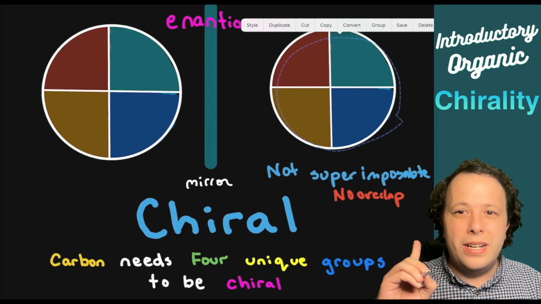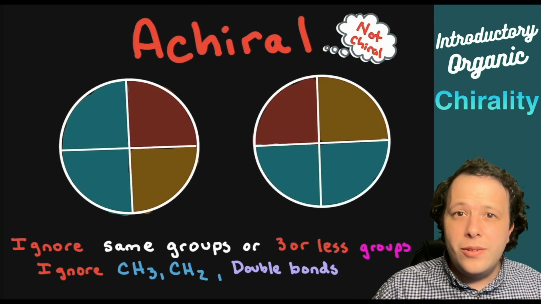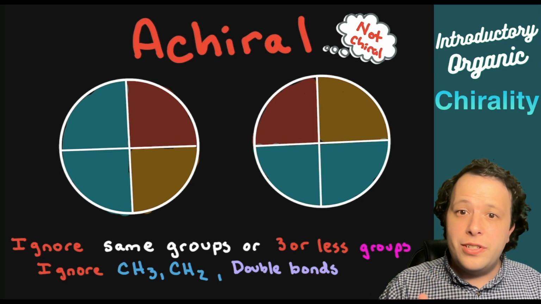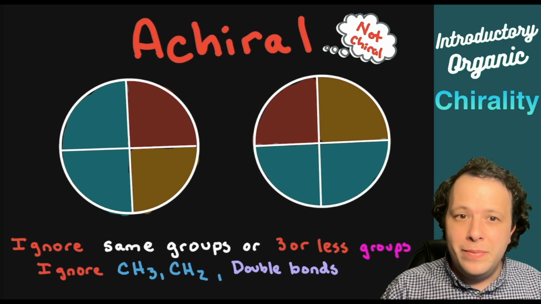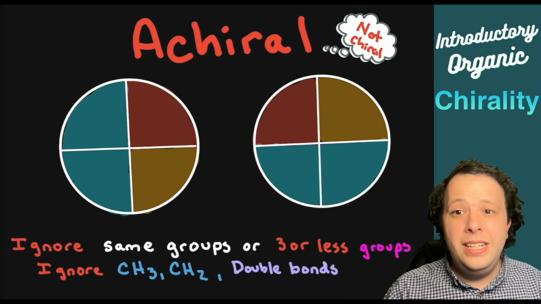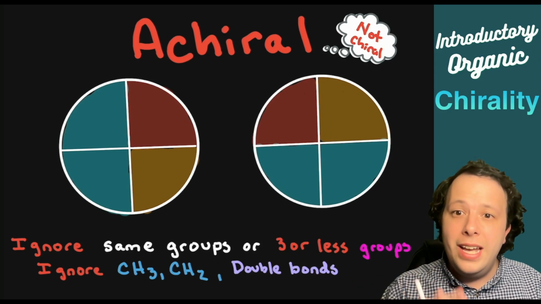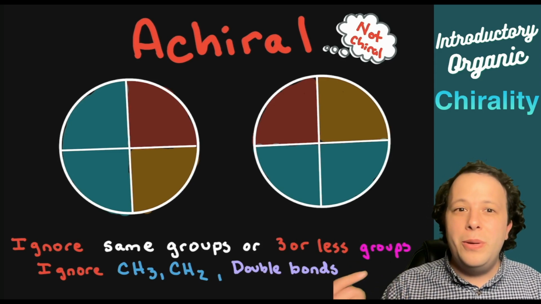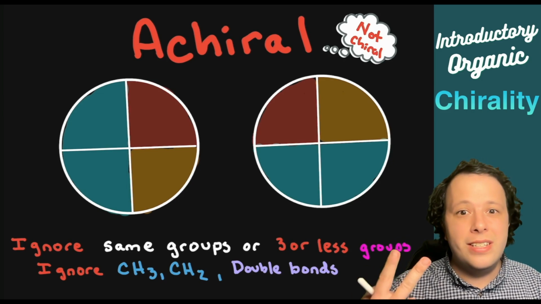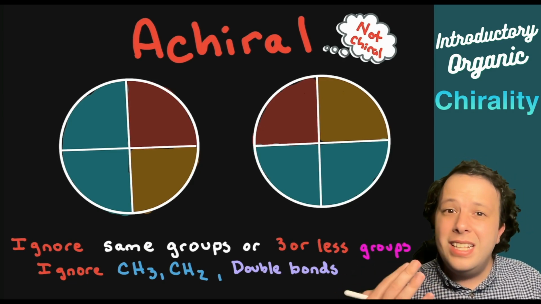Let's take a look at what achiral means, or not chiral. Achiral molecules. What this means is not chiral, meaning that we're going to ignore certain groups around a carbon. Now, what are we ignoring? Well, we want to ignore things with 3 or less unique groups. So we need to have 4 things. So it has to be tetrahedral and all 4 have to be unique. So we want to ignore things like CH3, right? Because there are 3 hydrogens. CH2, that's 2 hydrogens. Double bonds, double methyls, symmetry, things like that.